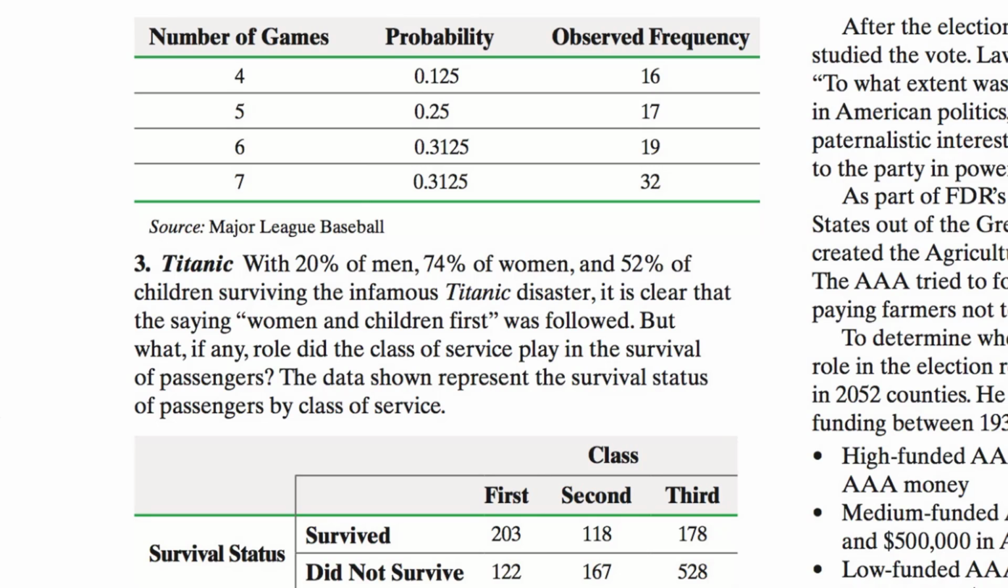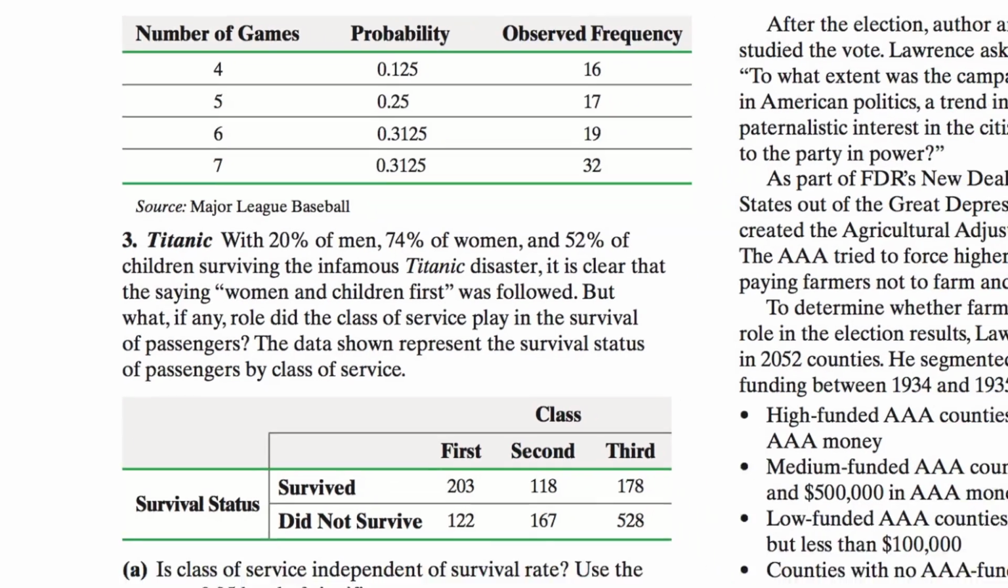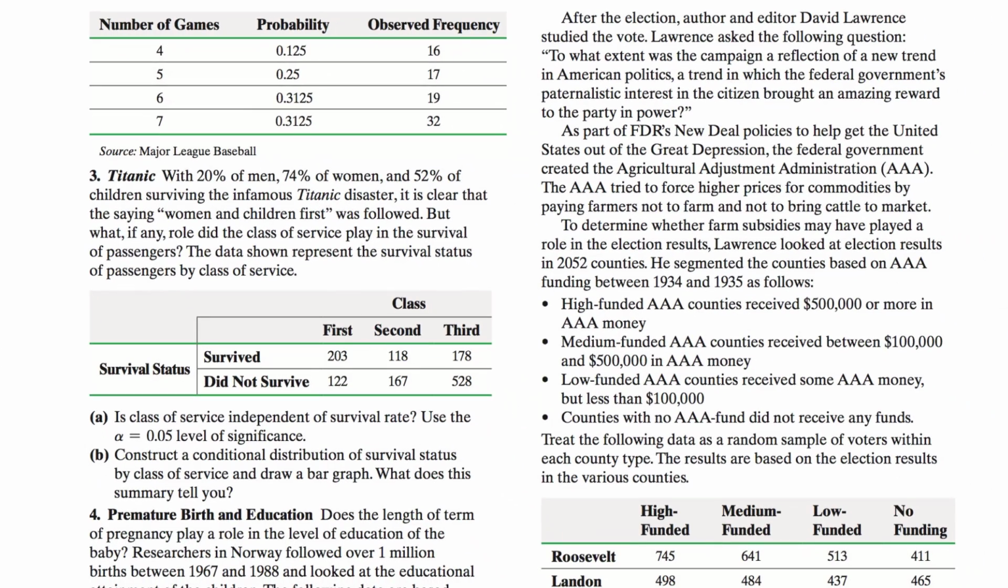Now, if you run the tally of games, 16 plus 17 plus 19 plus 32, you realize that there's a total of 84 games. So we have a probability distribution that needs to be scaled to mesh with a sample size of 84. And let's look at how that's going to take place on the calculator.